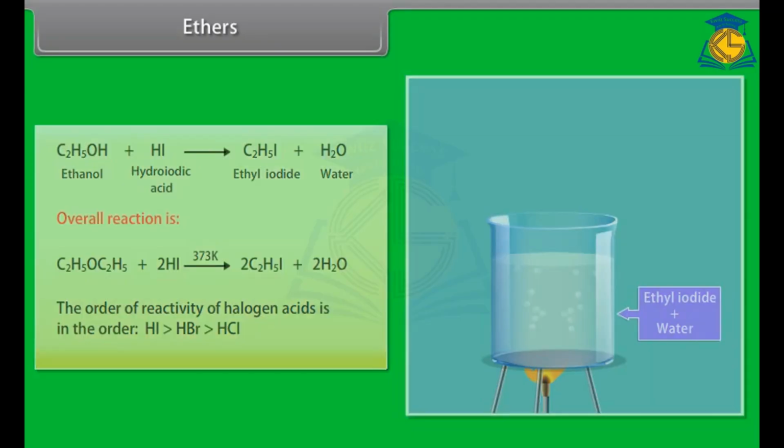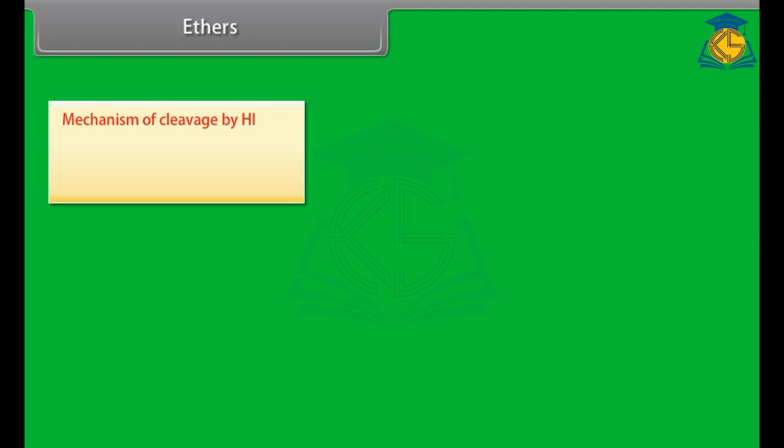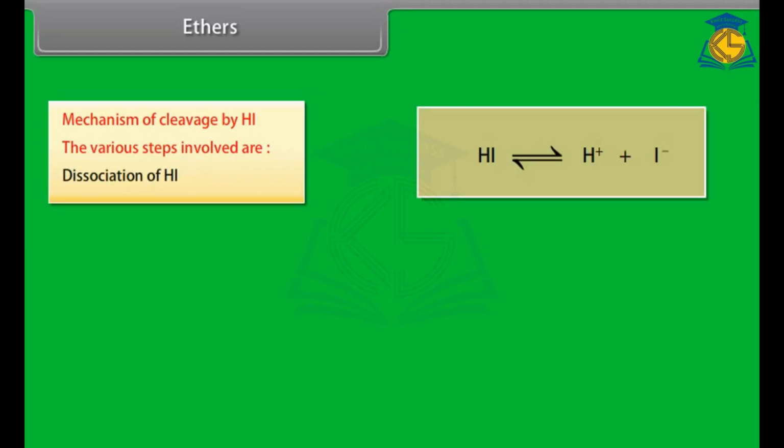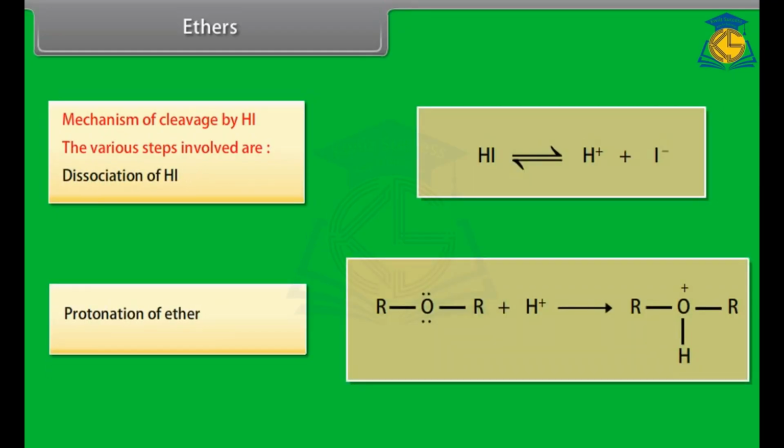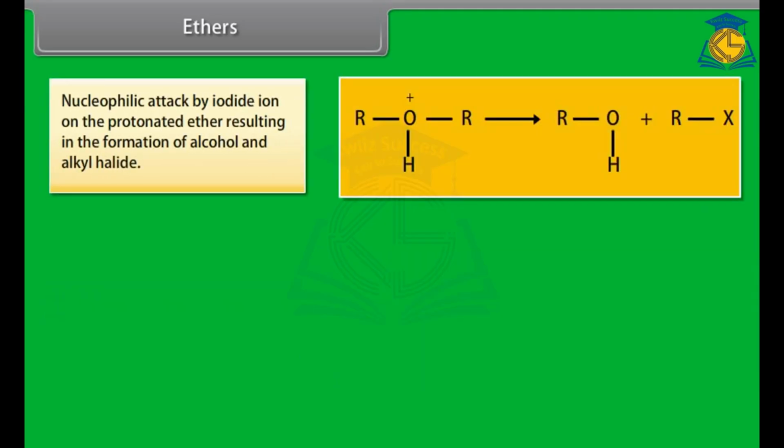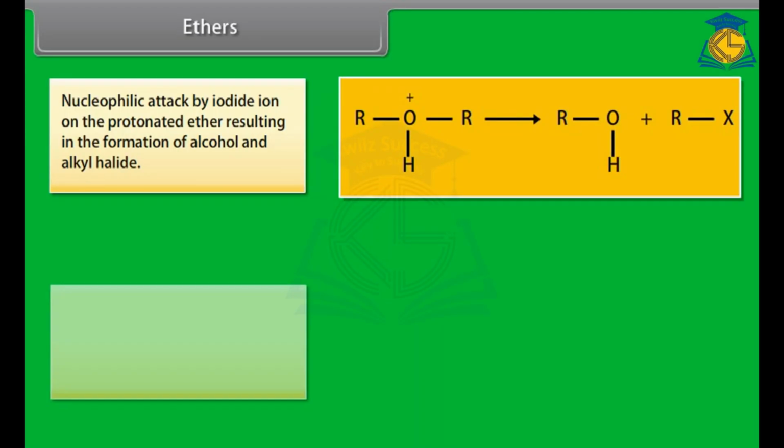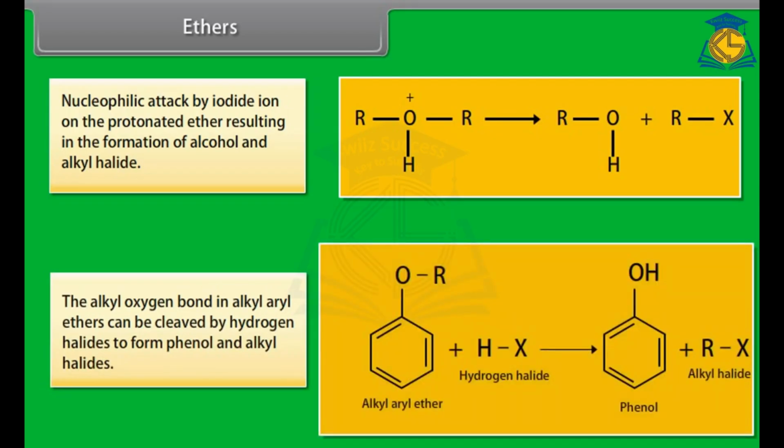chloride. Mechanism of cleavage by HI. The various steps involved are dissociation of HI, protonation of ether, nucleophilic attack by iodide ion on the protonated ether, resulting in the formation of alcohol and alkyl halide. The alkyl oxygen bond in alkyl aryl ethers can be cleaved by hydrogen halides to form phenol and alkyl halides.